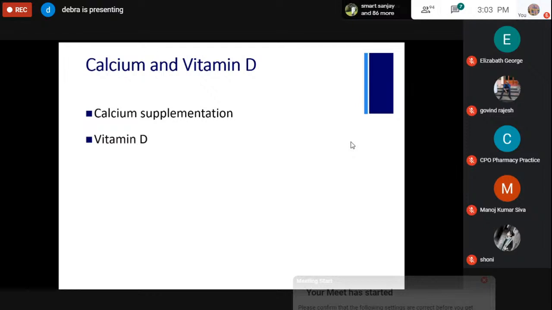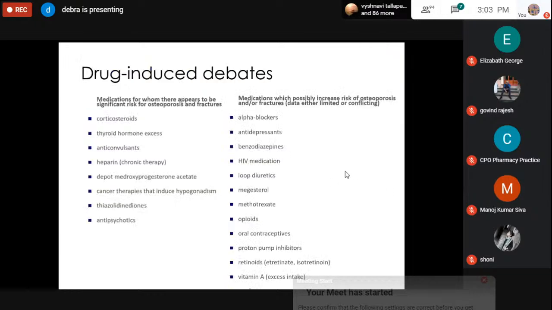So it's really about replacing appropriate calcium and getting the right amount of vitamin D as well, again, a balance between sun exposure. The other thing for us, I suppose, pharmacists, is thinking about the drugs that might affect osteoporosis and also fracture.